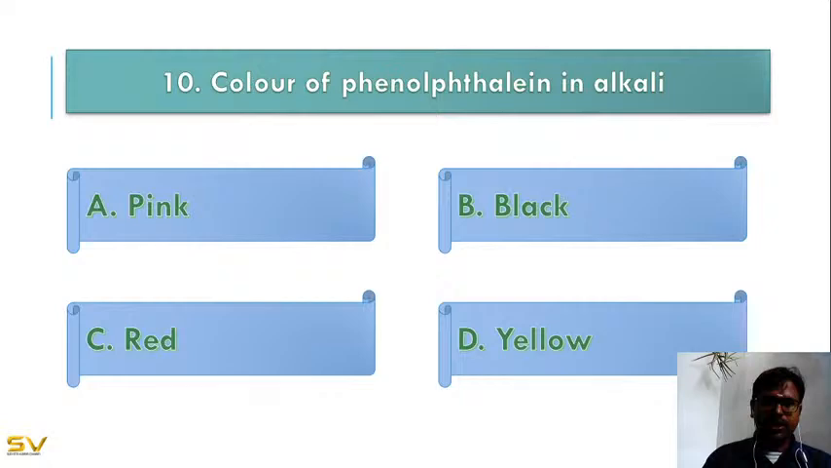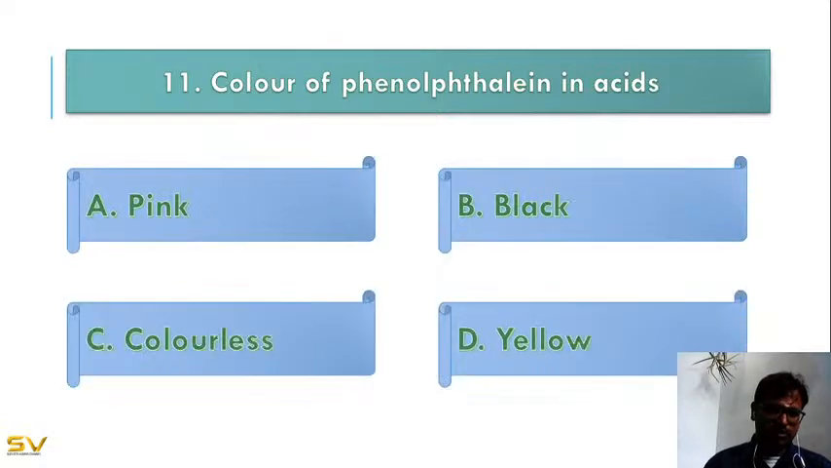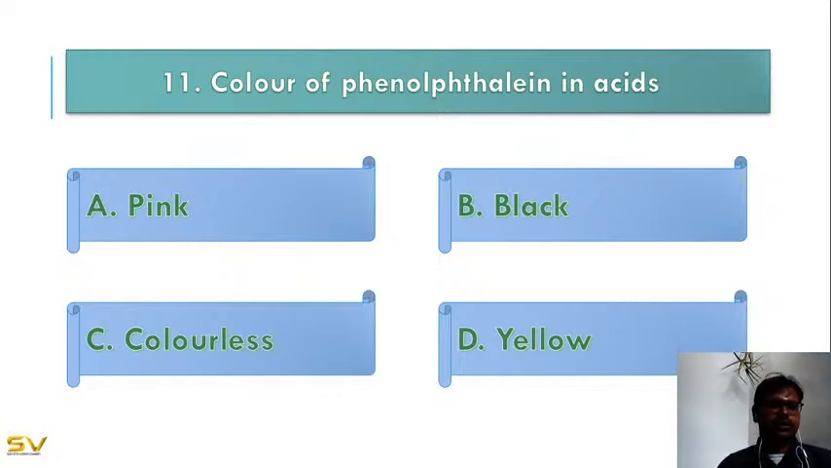Now coming to the next question: phenolphthalein in acids. Color of phenolphthalein in acids: pink, black, colorless, yellow. So what will be the color of phenolphthalein in acids? Pink, black, colorless, yellow. So color of phenolphthalein in acids. Waiting for the answers.